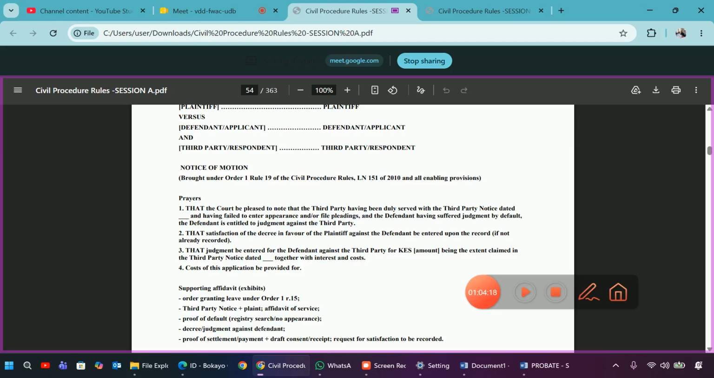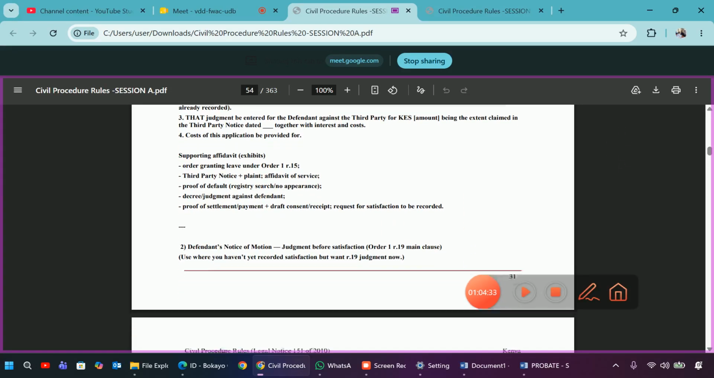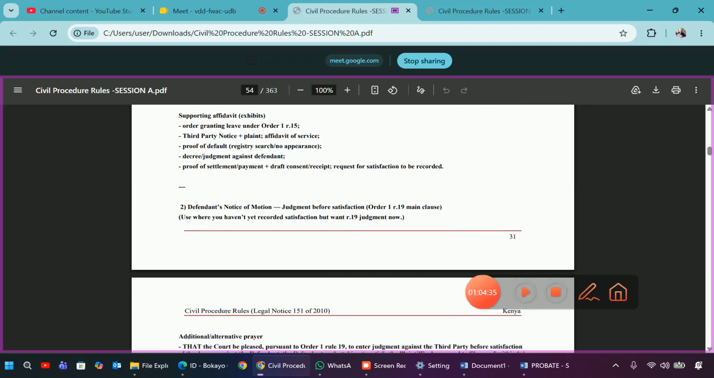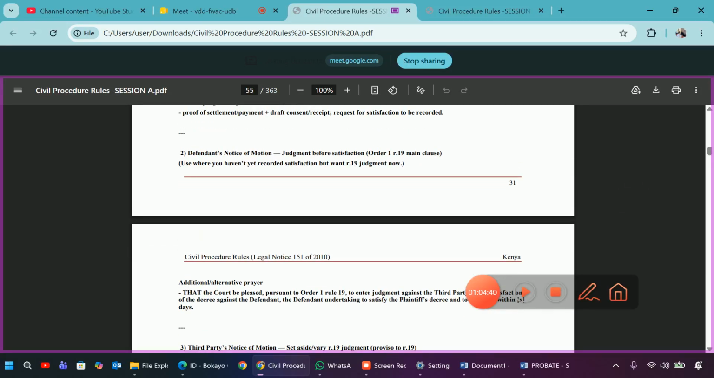That certification of the decree in favor of the plaintiff against the defendant be entered upon the record, if not already recorded, that judgment be entered for the defendant against the third party for this amount, being the extent claimed in the third party notice dated this date. Then you attach the necessary documentation to support your application. Then judgment before satisfaction: use where you haven't yet recorded satisfaction, but you want a Rule 19 judgment now.